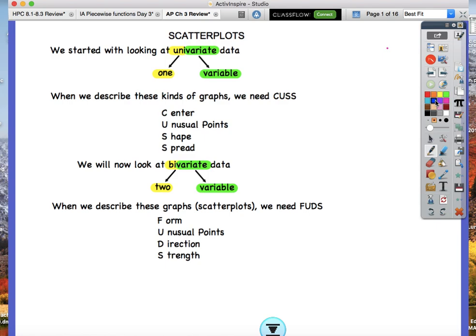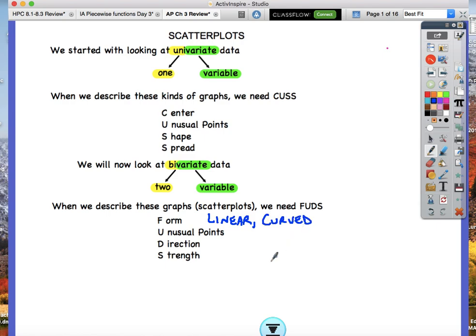So Chapter 3 was dealing with bivariate data. What we talked about already in Chapter 1 was univariate data, where you have one variable, and if you were told to describe, you used the acronym CUS. Well, now, if we're looking at bivariate data, two variables, the acronym that you would use is FUDS. So you would talk about the form, whether it's linear or curved, just what the general shape of it looks like.